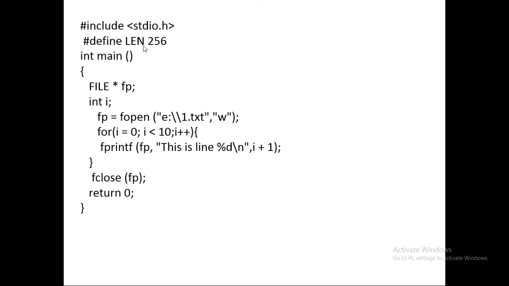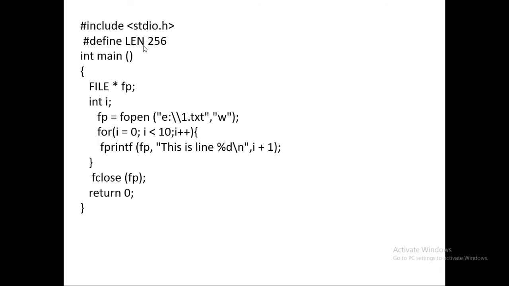So here what we are going to do is create a file, 1.txt. In this file, this is line number 1, this is line number 2, this is line number 3, up to this is line number 9 will be printed. This is the objective of our program.